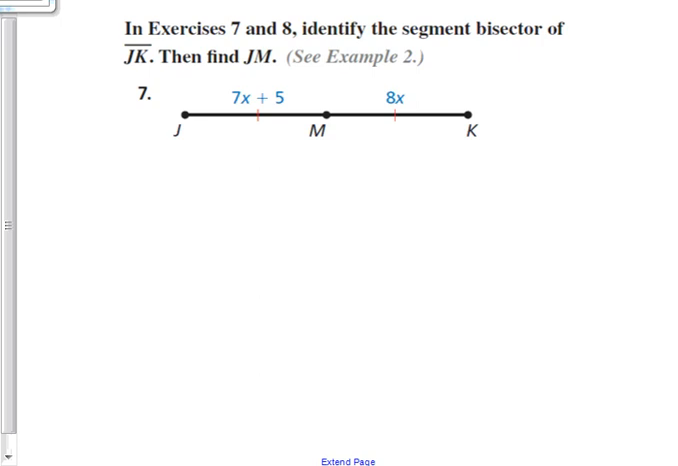I know that that means that those are equal in length. So I know that M is the midpoint, that's for sure. Well, in order for something to be a segment bisector, it has to either hit a midpoint or be a midpoint. Well, I know that M is our midpoint, so I know that point M is my segment bisector.